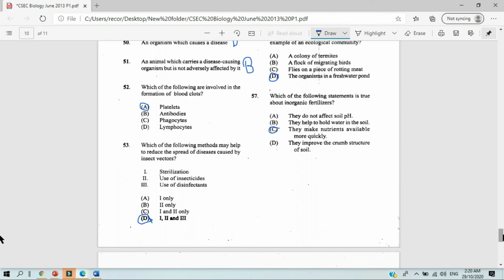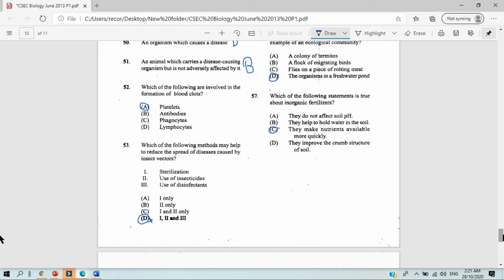Let us move on to 2, the use of insecticides. Now, if we use insecticide as we do with the fogging of mosquitoes, then we would have the mosquito dying, and the chances of them passing on a disease to a human would be significantly reduced. So insecticide could also help to stop the spread.